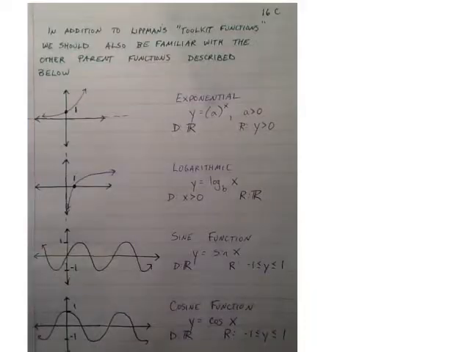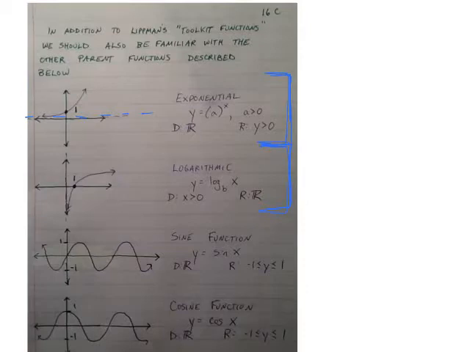In addition to Lippmann's toolkit functions, we should also be familiar with other parent functions described below. We have the exponential function, which has a domain of all real numbers, and the range is y is greater than 0. The exponential crosses the y-axis at 1 and has a horizontal asymptote at 0. We'll have a chapter dedicated to exponential and logarithmic functions.